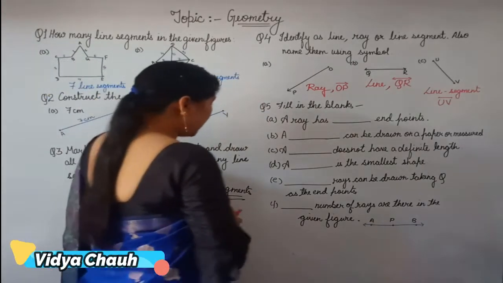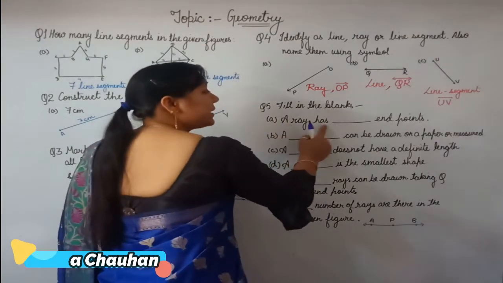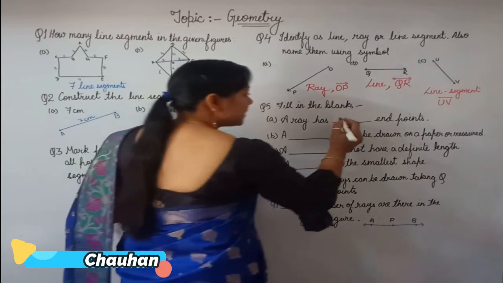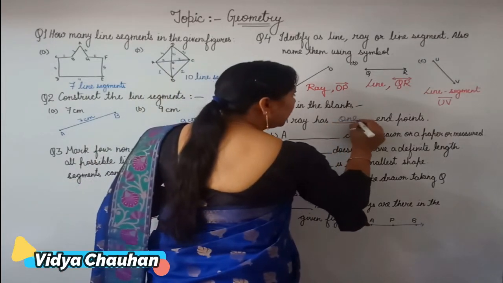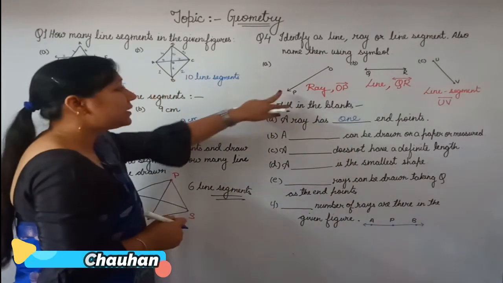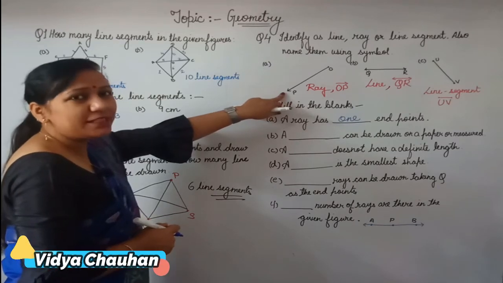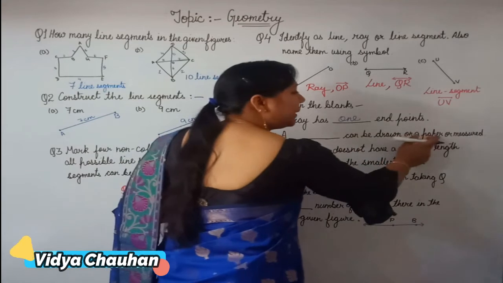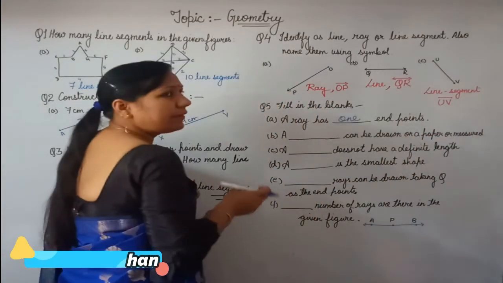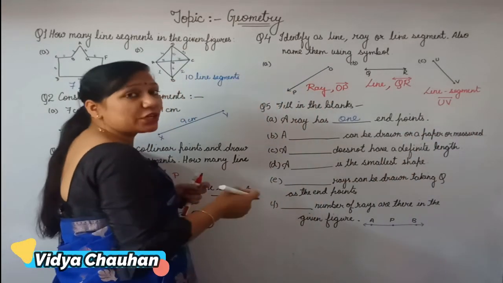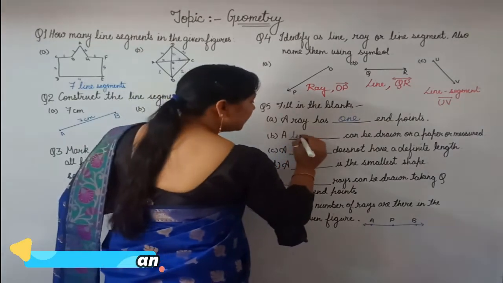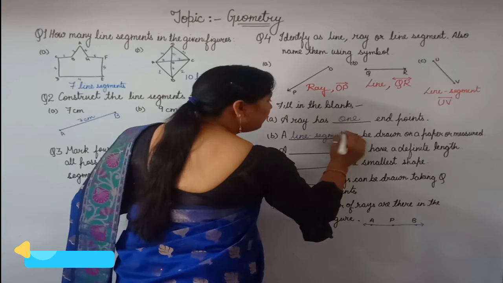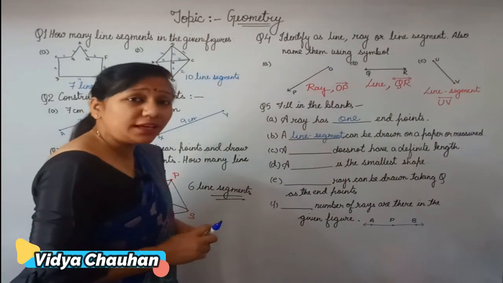Coming to the next question, which are fill-ups related to the same line, line segment, point and ray. So let us fill the answers. A ray has dash endpoints. How many endpoints are there in a ray? Yes, a ray has only one endpoint because the other one is movable, or you can say it is flexible. The second one: a dash can be drawn on a paper or measured. Which figure can we easily draw on a paper and measure also? Yes, it is a line segment. We can easily draw a line segment on a paper and measure it by using a scale.